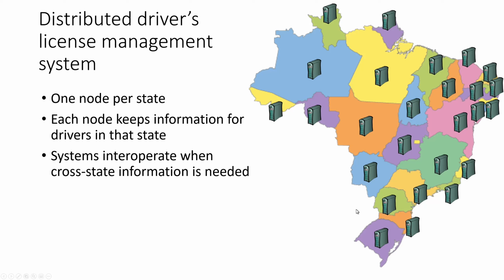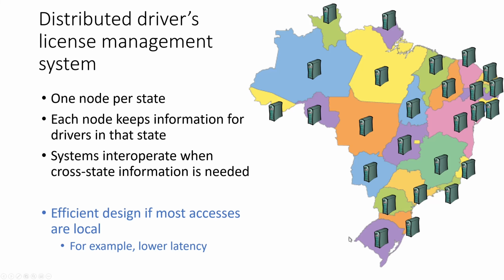So this design is reasonable because it's efficient if most accesses are local. So if most of the times someone needs to check my driver's license, I'm in my state, then the access will be local, which will have low latency and use less network bandwidth. And the design is also general because if I travel to other states, then law enforcement in those states can also check my driver's license information.